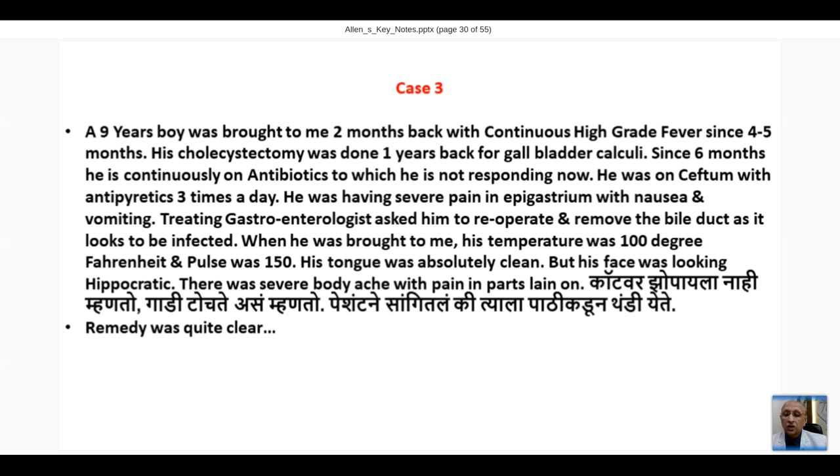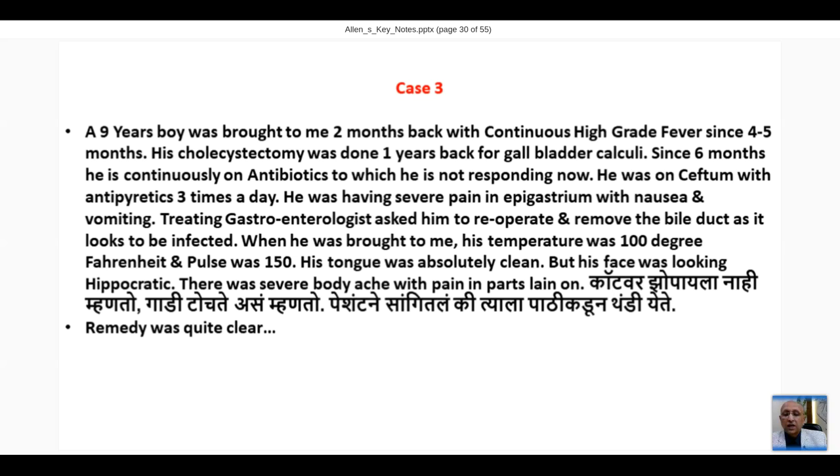He was having severe pain in the epigastrium with nausea and vomiting. The treating gastroenterologist asked him to reoperate and remove the bile duct, as it looked to be infected. When he was brought to me, his temperature was 100 degrees Fahrenheit and pulse was 150. His tongue was absolutely clean, but his face was looking Hippocratic. There was severe body ache.